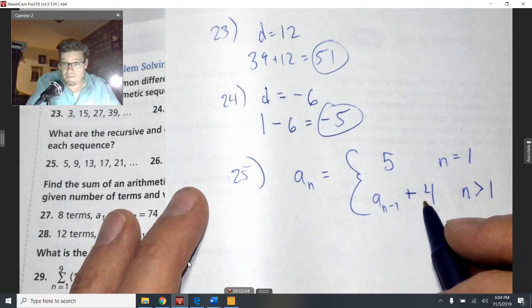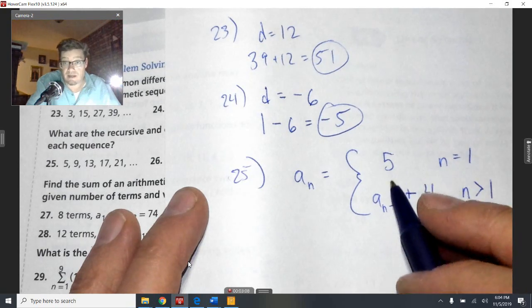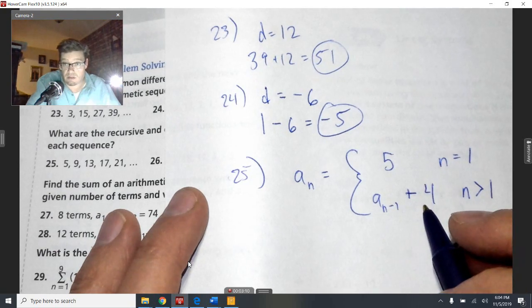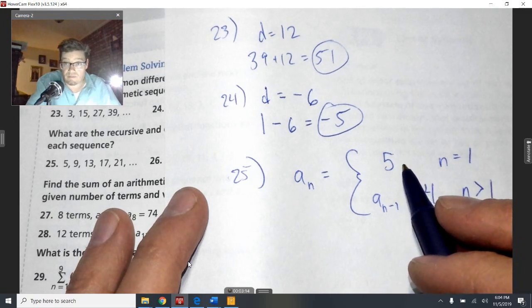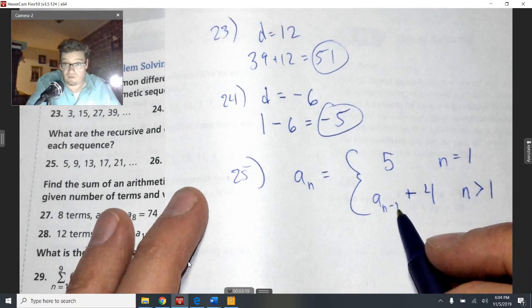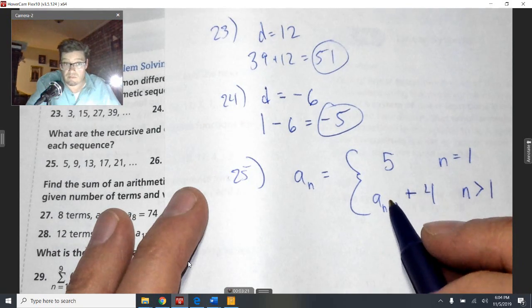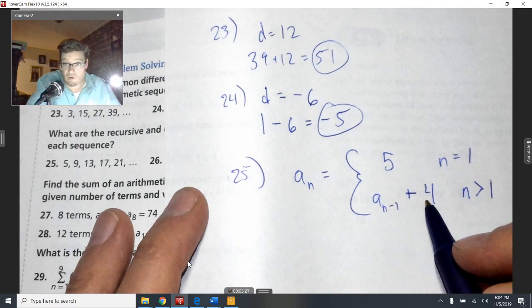Then, if I want the next term, I plug in a 3. I take the 9, add 4. I get 13. Then I take the next term, which is 4. 4 minus 1 is 3, to get the third term. Then I would take the 13, and I would add the 4, get 17.